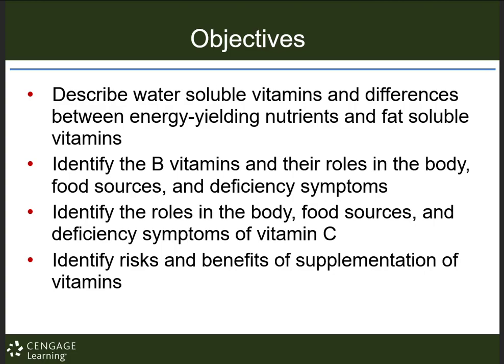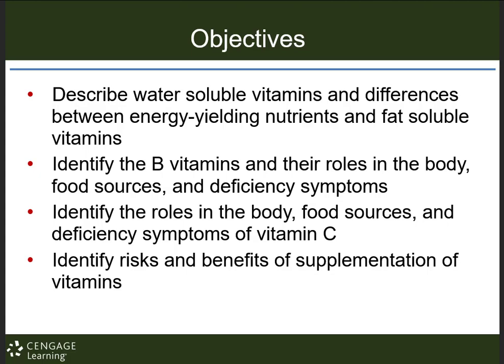Talk about the water-soluble vitamins. These are all the B vitamins and vitamin C. Our objectives for this chapter are to be able to describe the water-soluble vitamins and the differences between energy-yielding nutrients and the fat-soluble vitamins, which we will talk about in the next lecture.